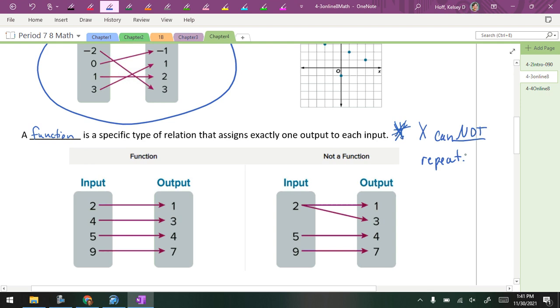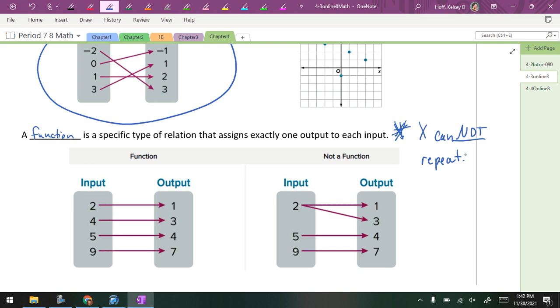Okay? So they give us an example using mapping. On the left, this mapping is a function. 2 goes to 1, 4 goes to 3, 5 goes to 4, 9 goes to 7. Each input only goes to one output. Now, they don't have to go straight across. It could have been 2 to 7, 5 to 1, 4 to 3, 9 to 4. It's just the fact that each input only goes to one output.